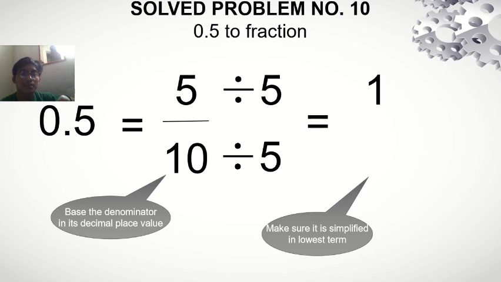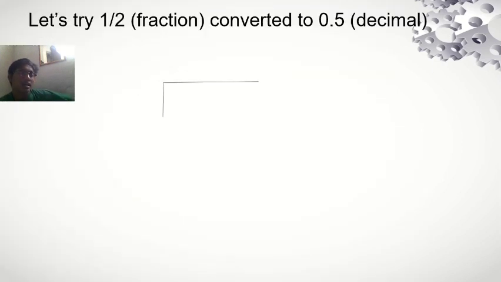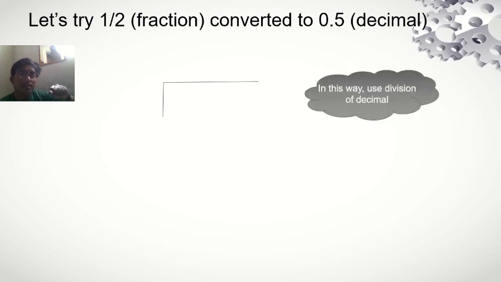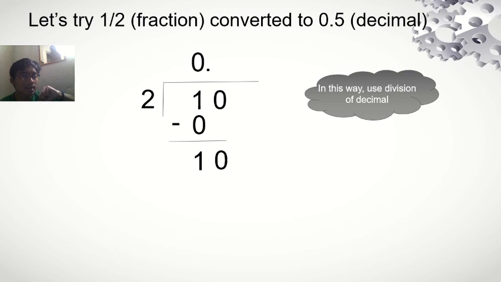Alright, 5 divided by 5 is 1. 10 divided by 5 is 2. Now, let's convert 1/2 to 0.5. In this way, use division of decimals. 1 divided by 2 is 0. Since it cannot be, 2 times 0 is 0. Then, minus 1. At this time, add a 0. That is your decimal place, which you bring down. 10 divided by 2 is 5. 2 times 5 is 10. Remainder 0.